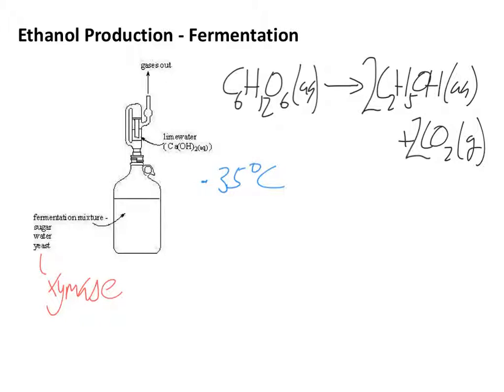If it goes any hotter, unfortunately, the enzymes within the yeast, the zymase, starts to denature. And that means it can't work, which means the process, or the speed of the process, is effectively zero. So we keep it at that temperature to ensure it goes slightly quicker than it would do at room temperature, but not so hot that the enzymes are denatured.